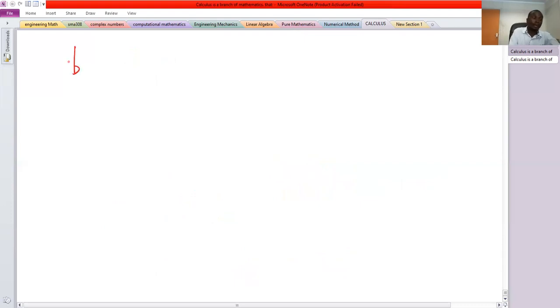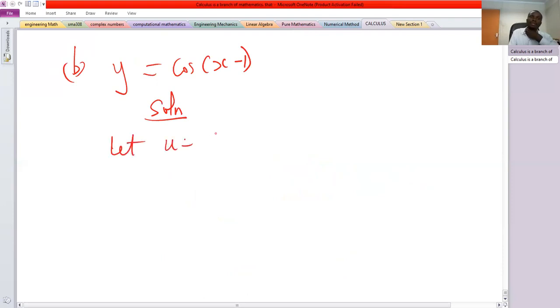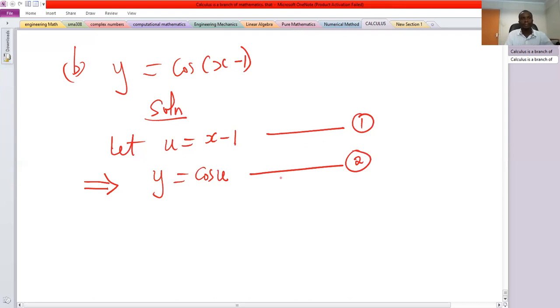Part B is y is given by cos of x minus 1. Now you start by fixing this part. So let u to be x minus 1, call it equation 1, which means when you fix this one to be u, y will be cosine of u. Call this one equation 2.